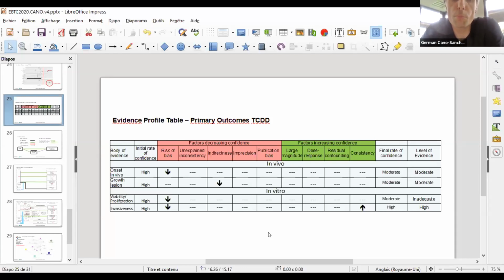So we hope that the next step will be the integration of the epidemiological stream and the experimental stream, that probably we will address this kind of consistency across different streams of evidence. Thank you.